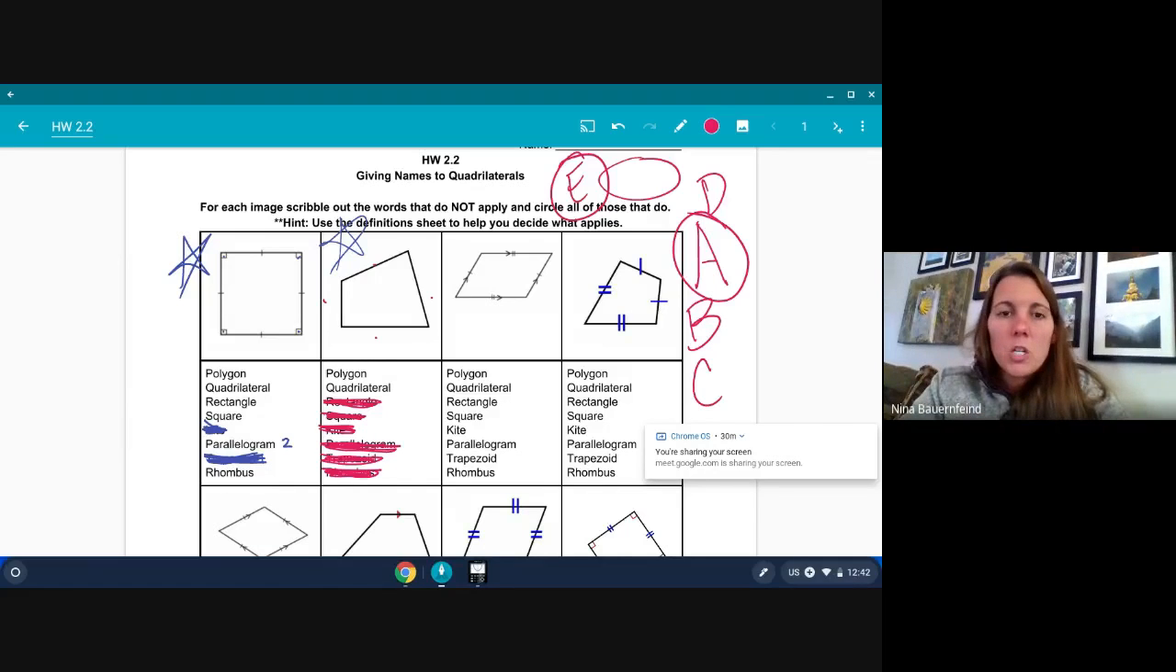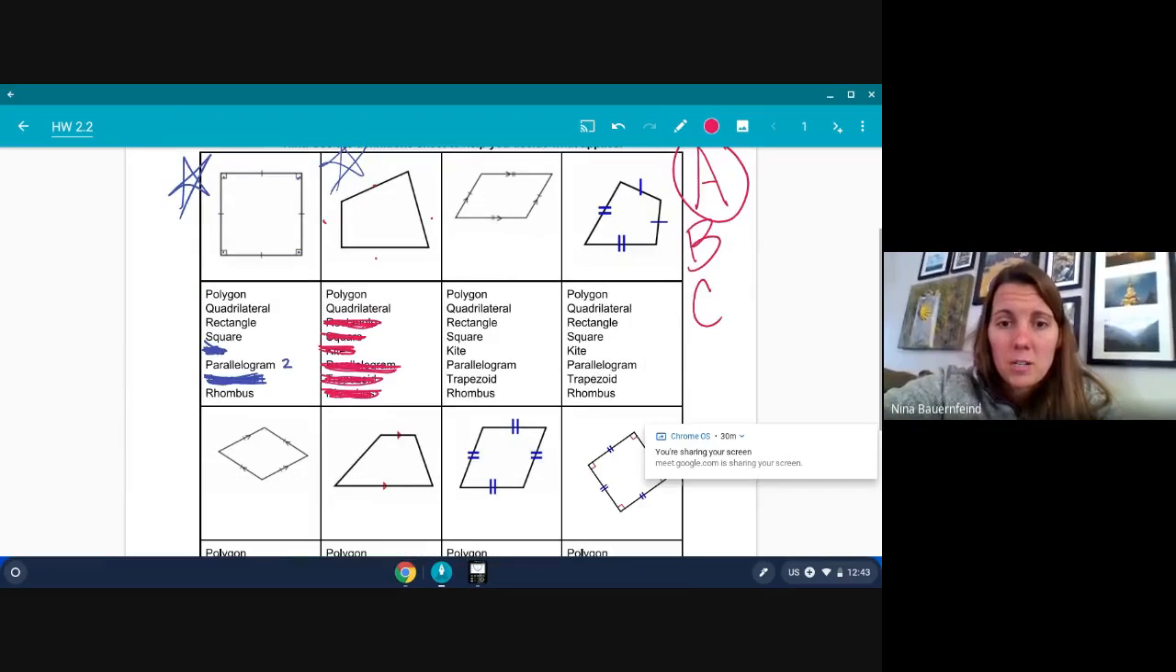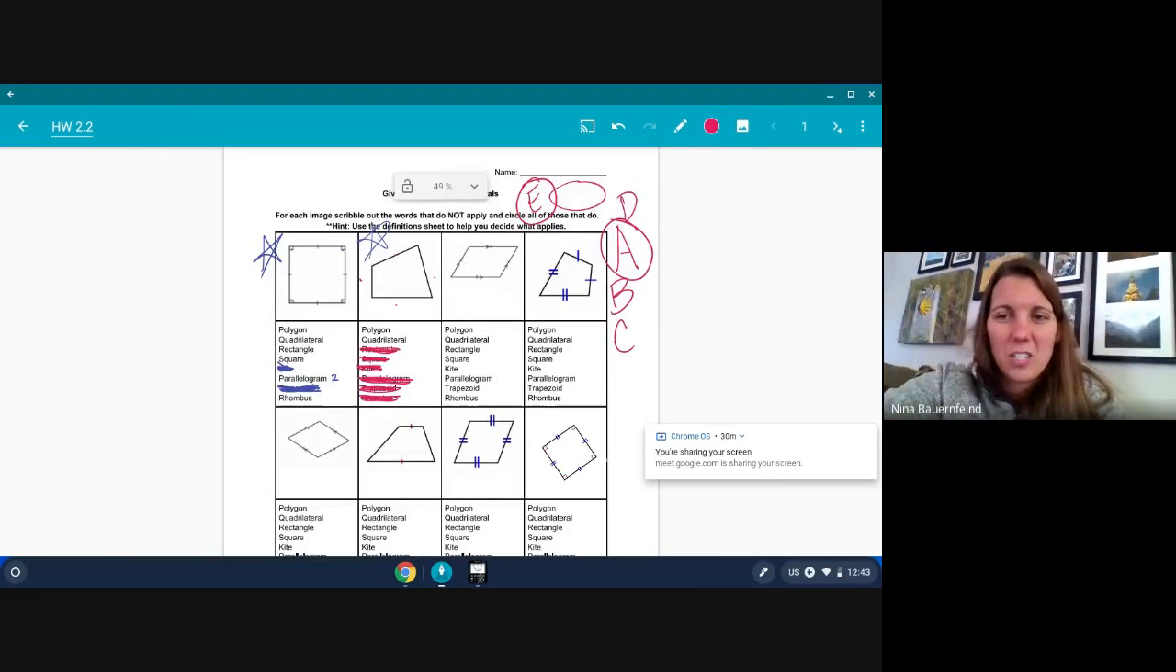That's it. So this is what your homework is tonight, is to go through for these images and cross off the things that don't apply.